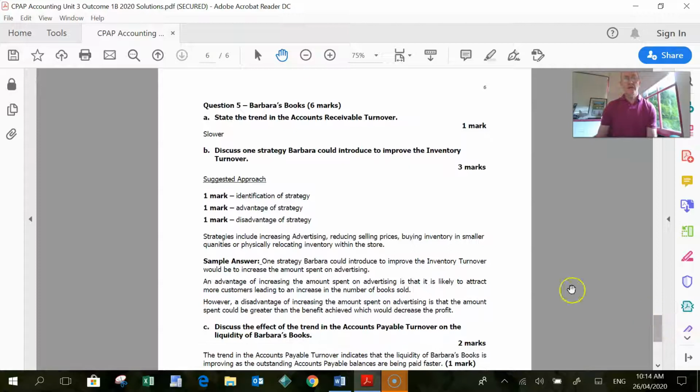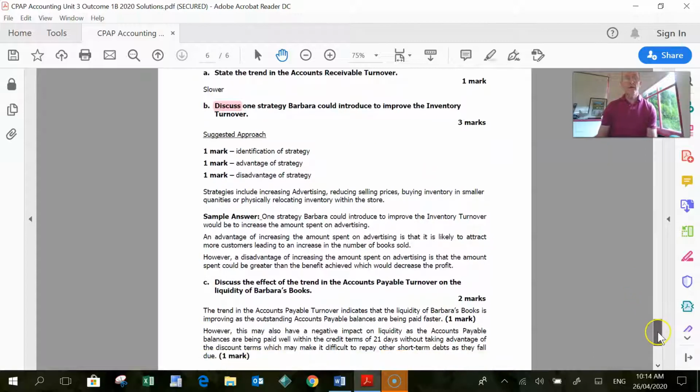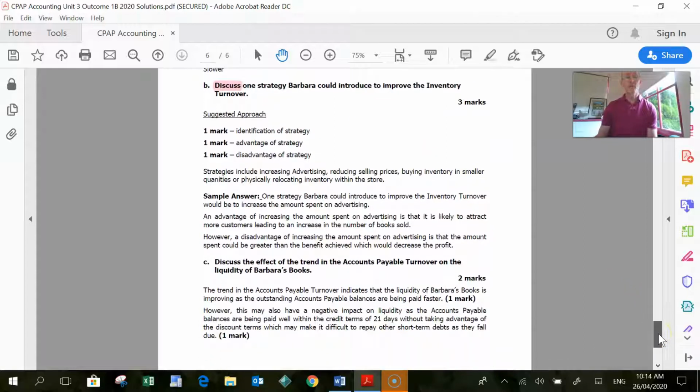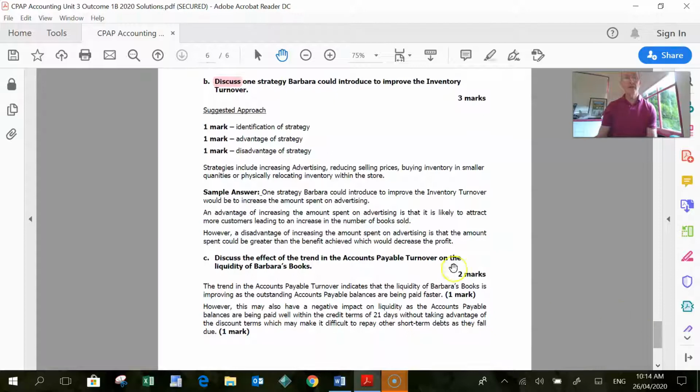For the trend in the account, I'll obviously say it's increasing, but I'd probably go with it's slower or worse. So you could state the trend: it's increasing, which is slower and worse. Strategy, generally well done, but again, it was a discuss question. So a lot of you came unstuck there because you only gave one side of the strategy. So yes, you could have gone with reducing inventory levels, which is the numerator.